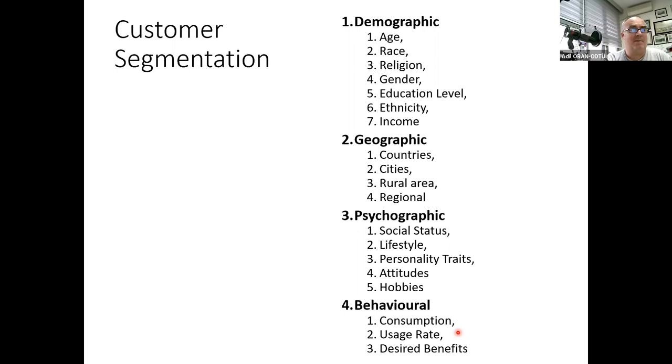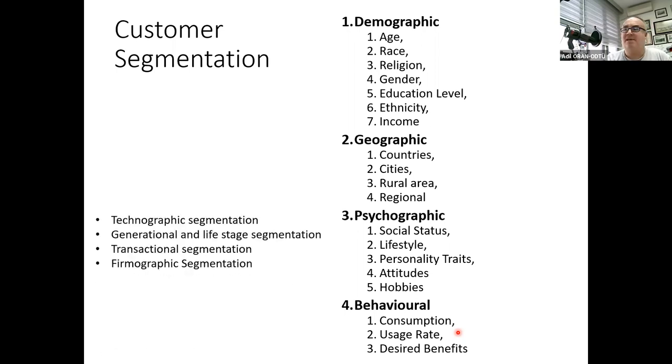Newer additions to segmentation, you might run into these: technographic, generational and life segmentation, transactional segmentation, and firmographic. Technographic is about how are they with technology? Are they heavy users of smartphones, or are they the type of individual that has to have the latest technology? So that is about their technographic approach. And you might want to segment according to this. Or generational, you know, what generation are they from?